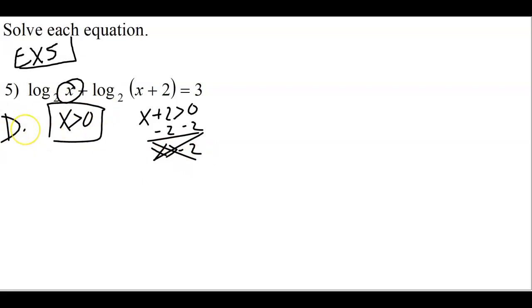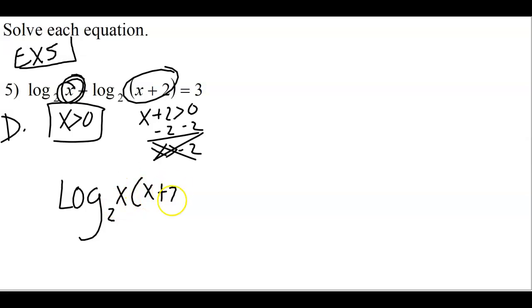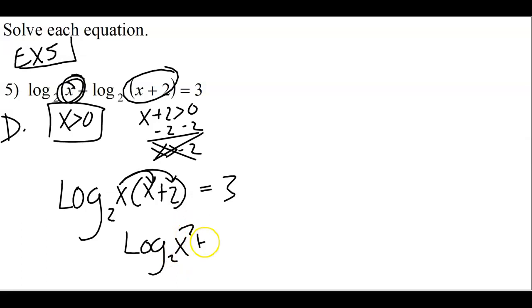That's my domain. Next step, since it's addition, this is one where you're going to be multiplying the x times the x plus 2. And we'll distribute that in there. And as a result, we end up with log base 2 of x squared plus 2x equals 3.